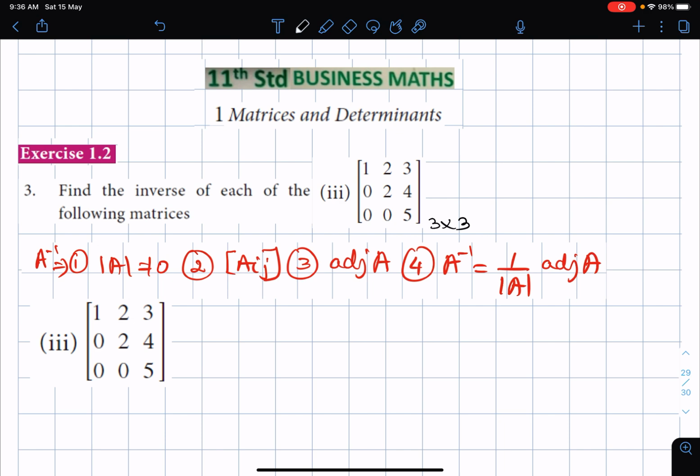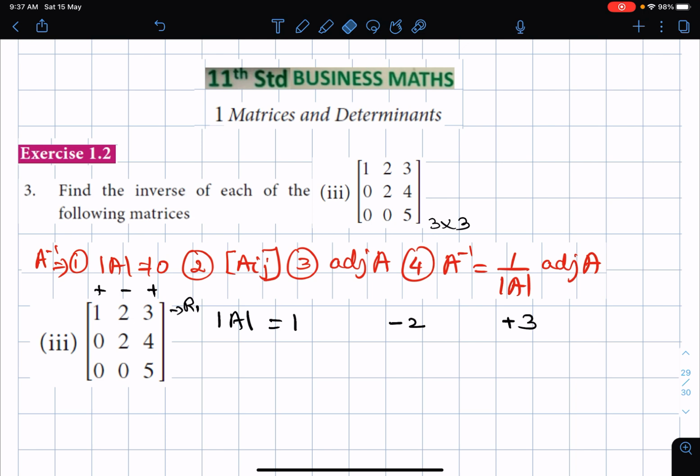Now going to this matrix A, the first step is determinant A. What is determinant A? For a 3 cross 3, we have the sign convention plus, minus, plus, and we are going to expand through R1. So determinant A equals the first element 1, then the second one is minus 2, and the last one is plus 3. Now we are going to write the determinants.